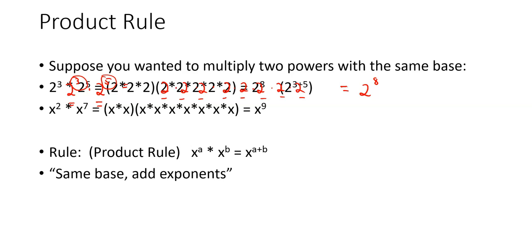This only works, obviously, if it's the same base. If I were doing something like 3 to the 4th times 2 to the 5th, that doesn't work because I've got different bases. I've got 3's and I've got 2's. This only works if the bases are the same. So if the bases are the same and you're multiplying the two numbers together, then just add the exponents and you're done.